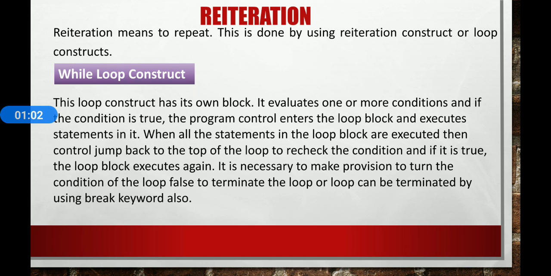This loop construct has its own block. It evaluates one or more conditions, and if the condition is true, the program control enters the loop block and executes the statements in it. When all statements in the loop block are executed, control jumps back to the top of the loop to recheck the condition, and if it is true, the loop block executes again. This way, as long as the condition of the loop returns true, the loop block keeps executing. It is necessary to make provision to turn the condition of the loop false to terminate the loop, or the loop can be terminated by using the break keyword also.